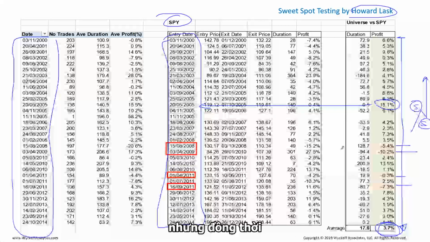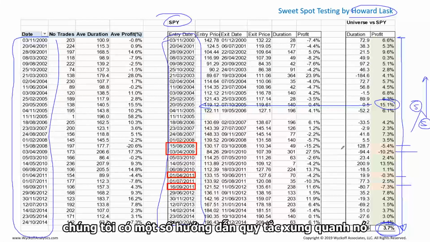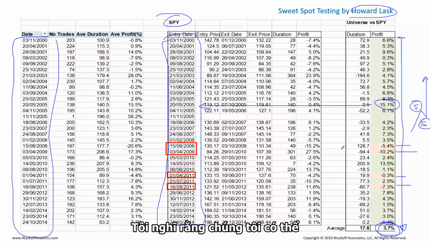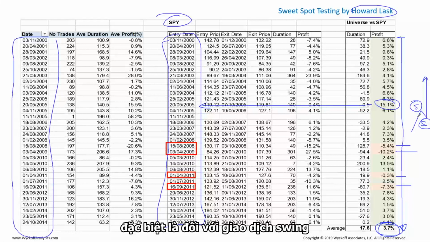but at the same time, if we use this as a concept and we have some rules, guidelines around it, I think we could extract very favorable information as to what we should select and when we should select it, especially for swing trading.